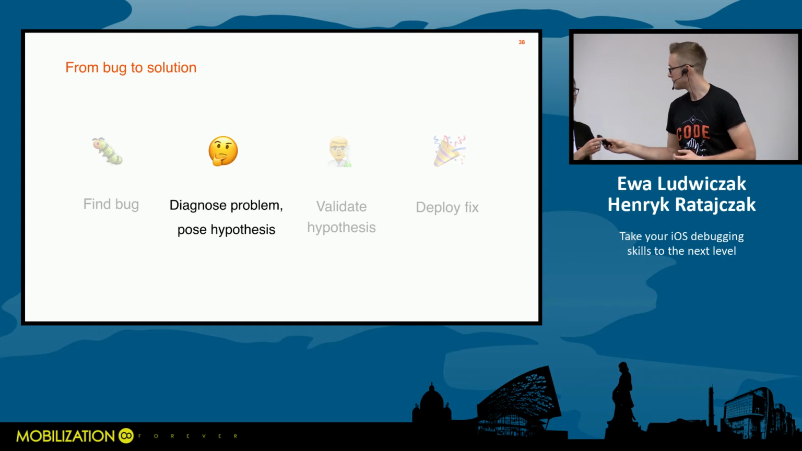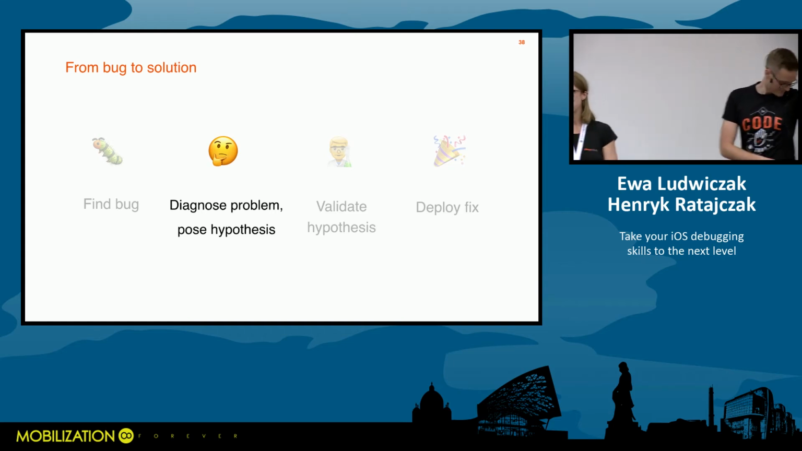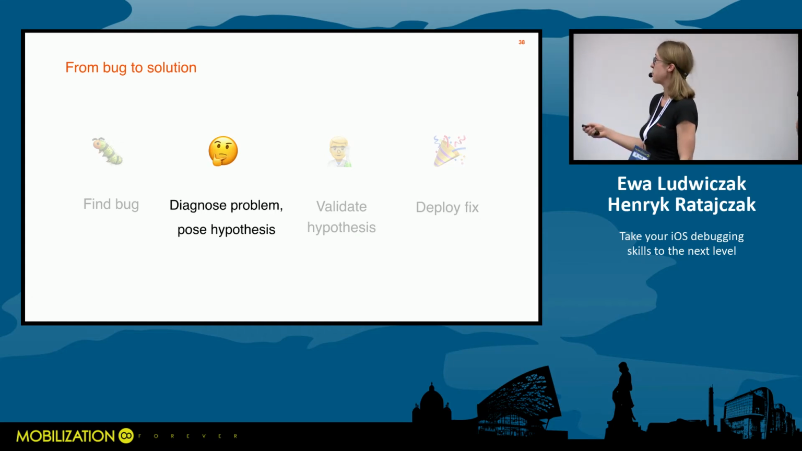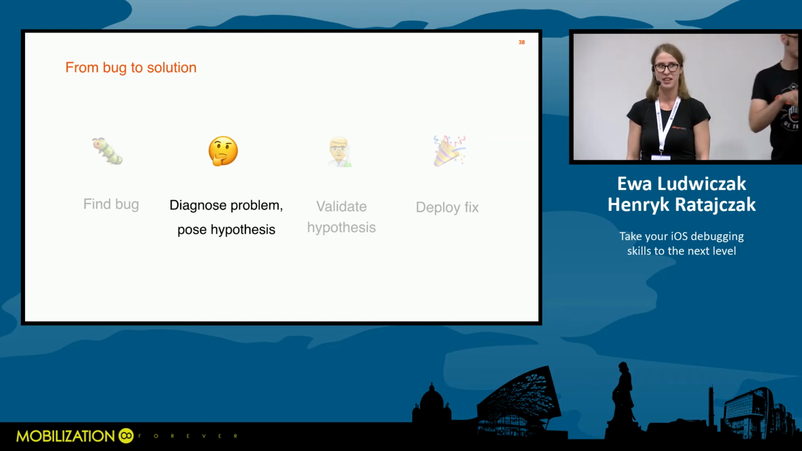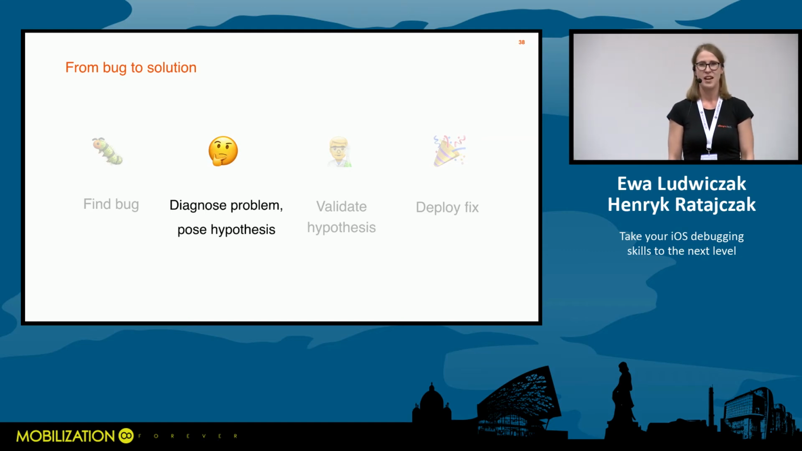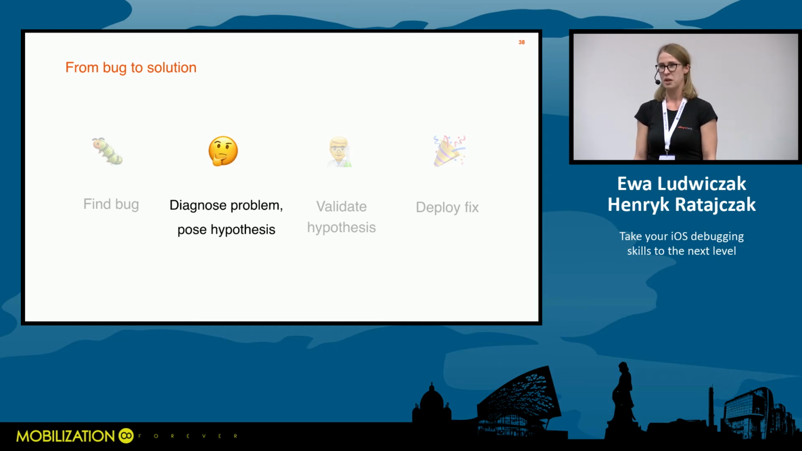And there's another problem from Ewa. So we saw the first example of the step about diagnosing a problem and posing a hypothesis. Let's have a look at the second example of this step. So once we have a bug found, we would like to know more about it: how to reproduce it, what is the possible cause of it, and of course how to fix it.